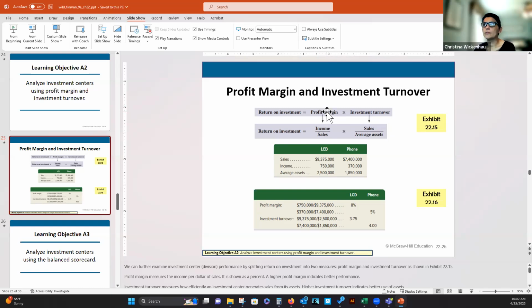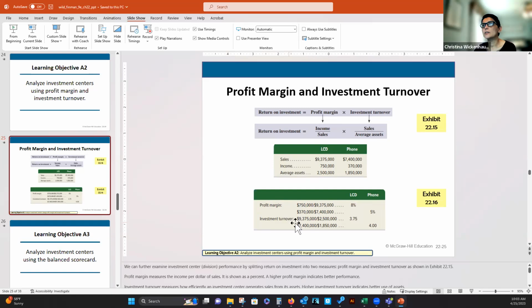So our profit margin is our income divided by our sales, and our investment turnover is our sales divided by our average assets. And when we multiply those two together, again, these two wipe each other out. So the formula becomes income divided by average assets, which gives you your return on investment. And so if we want to find out our profit margin, income for LCD is 750 divided by sales of 9 million, which tells us I have a profit margin of 8% for LCD. Following the same formula for phone, I have a 5% profit margin.